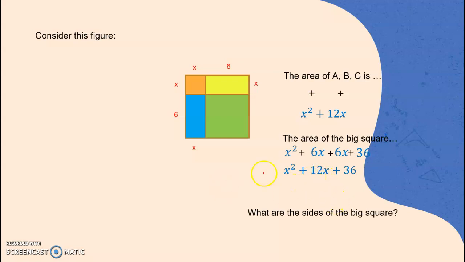So what are the sides? Next question is, what are the sides of the big square? So ano yung side niya? So tingnan natin dito. So eto, x plus 6, di ba? Dito din, x plus 6. So since it's a square, yung all sides niya are equal talaga. So x plus 6 yung side ng square.